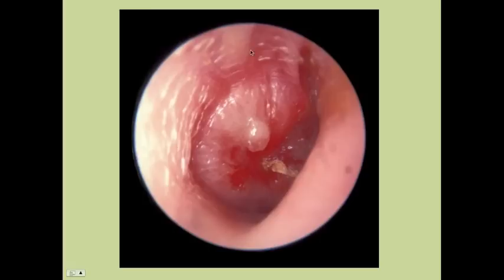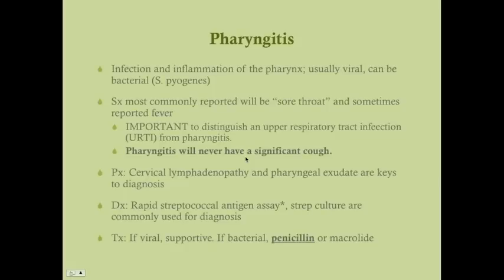Pharyngitis is an inflammation due to an infection of the pharynx. Usually it's viral, but it can be bacterial. Pharyngitis is most commonly referred to as a sore throat, and oftentimes patients will report fever. So pharyngitis, or sore throat, can be caused by two different things.